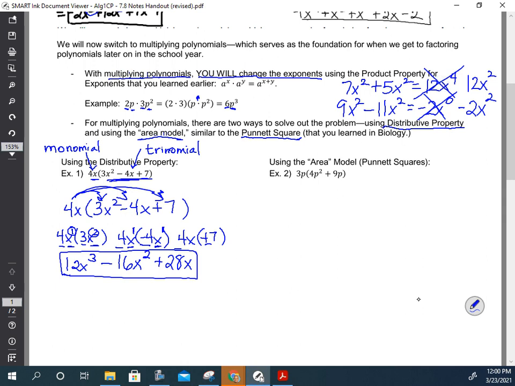So if it's not in standard form, you put it in standard form. In this case, it's already in standard form, so there's nothing more that you have to do. So our question was, do we still have to put it in standard form? The answer is yes. In this case, it was already in standard form, so we have nothing to worry about.